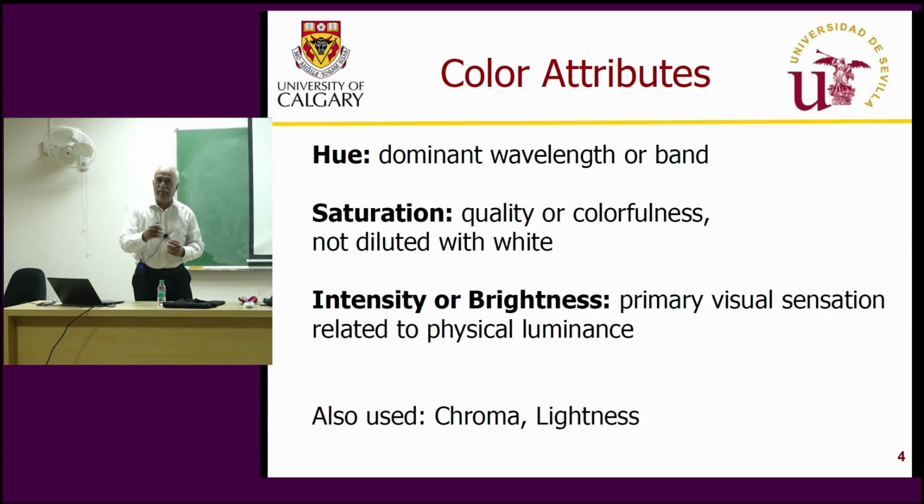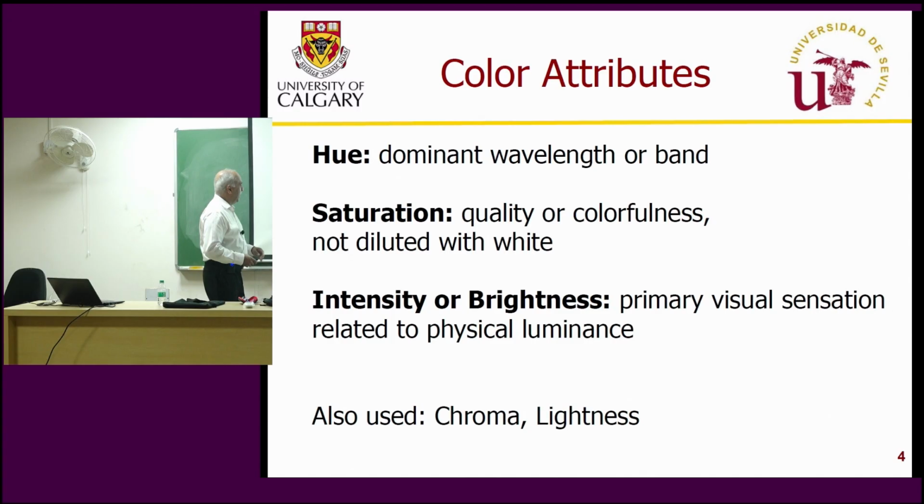I don't know why it is called grayscale. It should be a brightness scale. Gray means dark, so 255 in gray should be dark, but it's reversed. Chroma and lightness and a few other terms are used in the literature, but these are perhaps most commonly used.